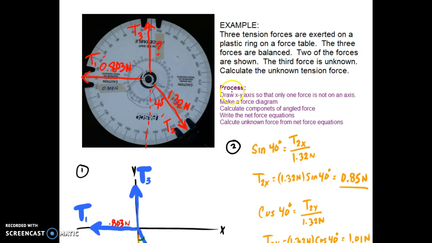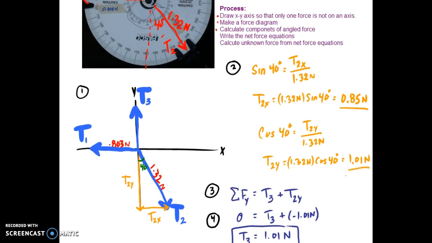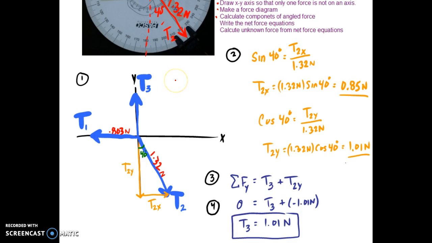So here are the steps. Draw XY axis so that one force is not on the axis. Make a force diagram. Calculate the components of the angled force. Let's look at that. Here is the force diagram.